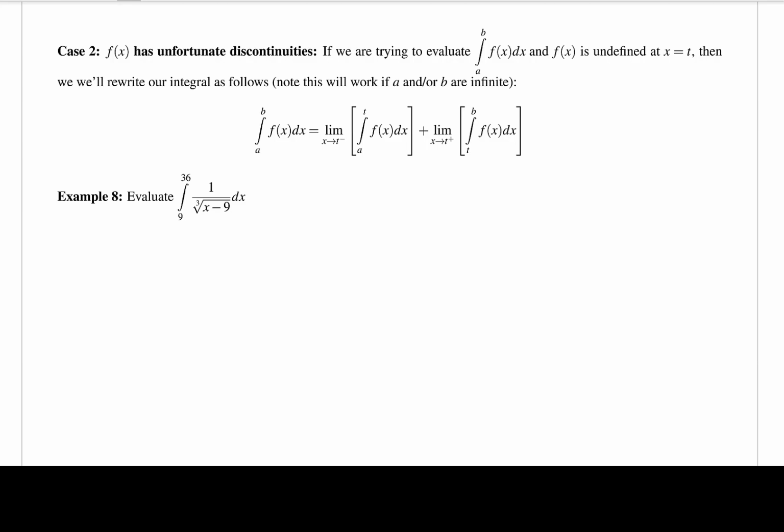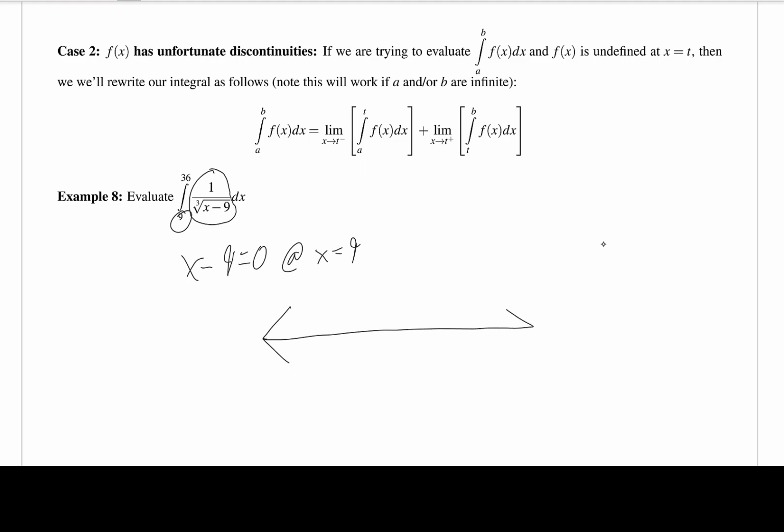the way this works is that we're going to have some discontinuity in the function that we're integrating. For example, here, our issue would be if we're dividing by 0, which would only happen if x minus 9 equals 0. Well, that happens precisely at x equals 9, which is in our interval. So what we need to do is take an integral from t to 36, where t is going to be numbers within our interval that get closer and closer to 9.